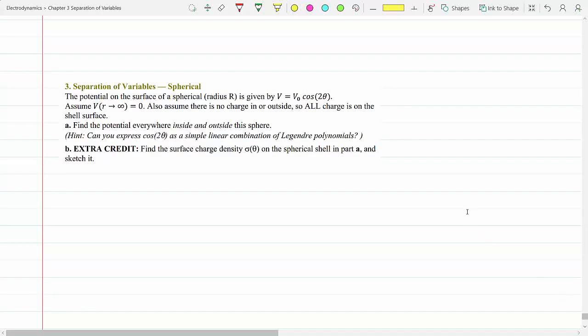The potential on the surface of a spherical shape, I'm assuming, sphere of radius R, is given by V equals V0 cosine 2 theta. This is a boundary condition. Assume as r goes to infinity, the potential is 0.